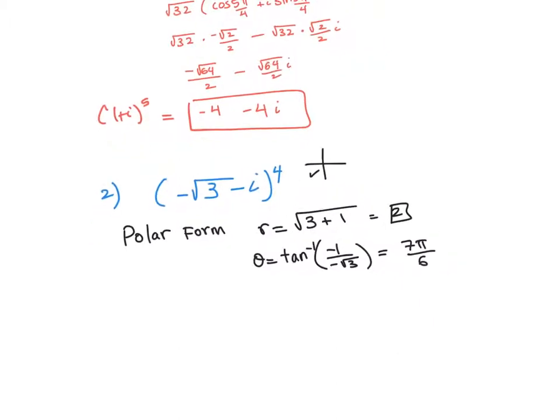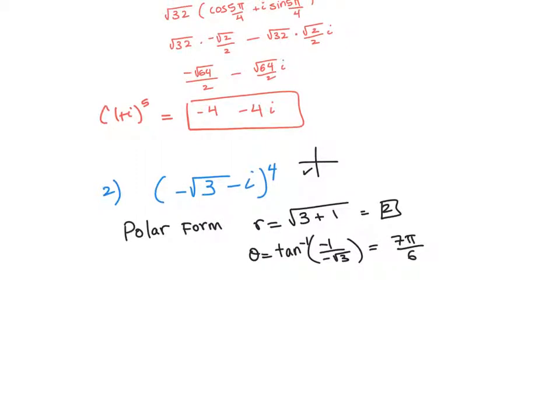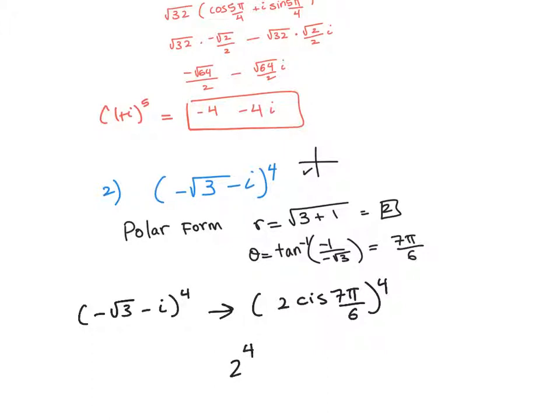Now I have the r and the theta, so let's write the polar form. So that will become (2 cis 7 pi over 6) to the power 4. Now that means I need to raise 2 to the power 4 and multiply the angle by 4 times 7 pi over 6, which will simplify to give me 14 pi over 3.